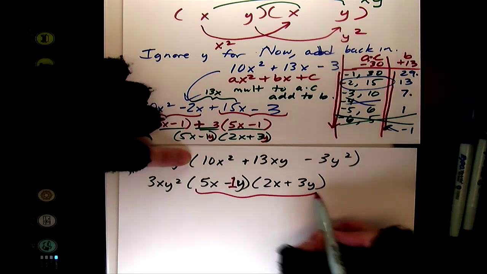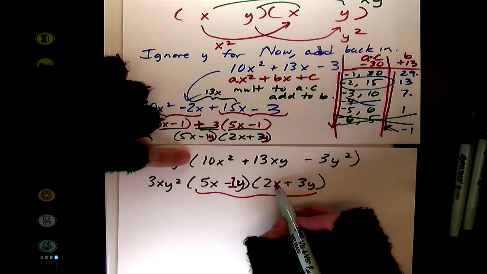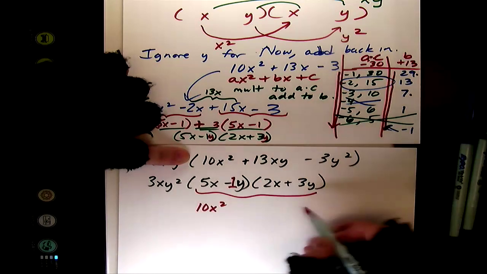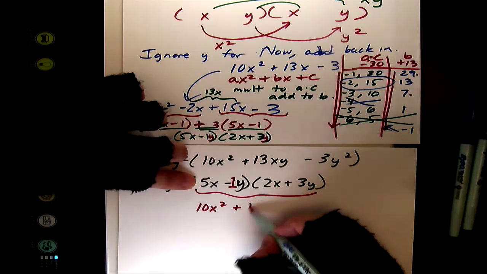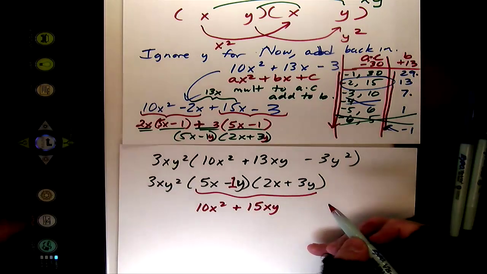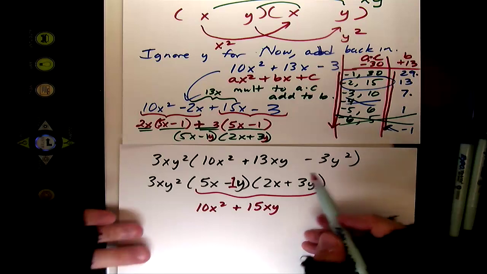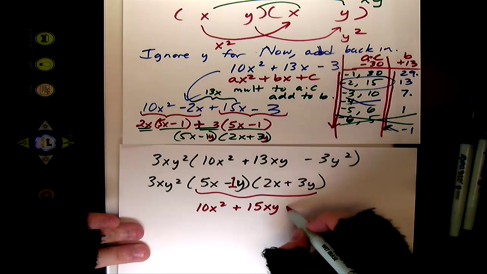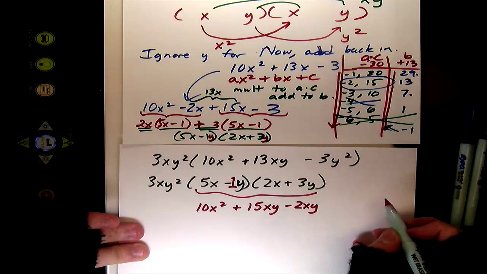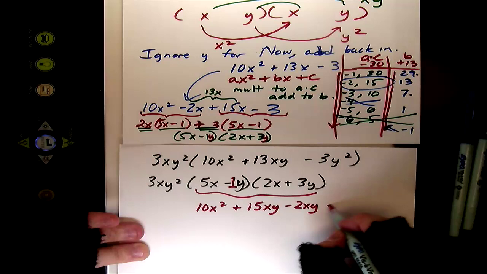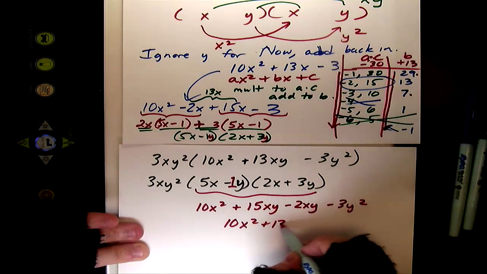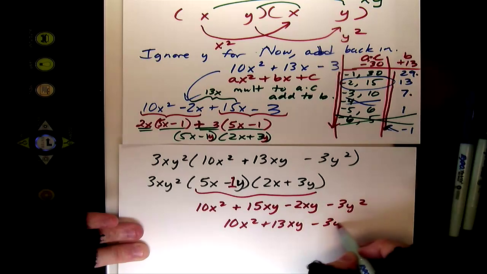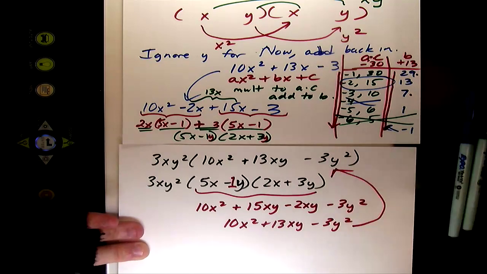Let's multiply this out. So I've got 5x times 2x is 10x squared. 5x times 3y is 15xy. Negative y times 2x is negative 2xy. And negative y times 3y is negative 3y squared. And I do get what's in that parentheses.